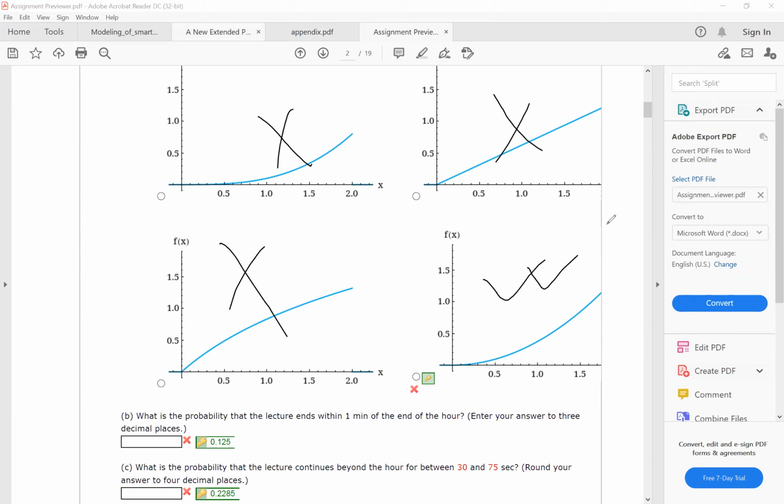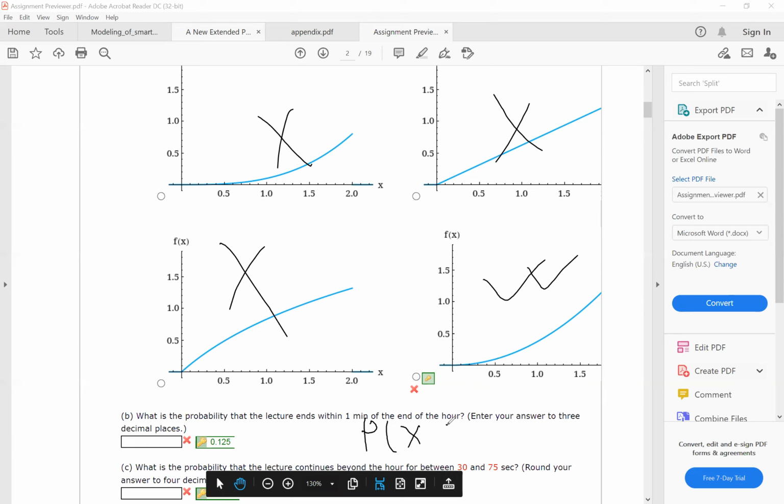Okay, in part B, what is the probability that the lecture ends within 1 minute of the end of the hour? That means we have to find the probability of within 1 minute, so x less than or equal to 1. The probability of x less than or equal to 1 is the integral from negative infinity to 1 of f(x) dx, and the lower limit is 0, so it will be 0 to 1.